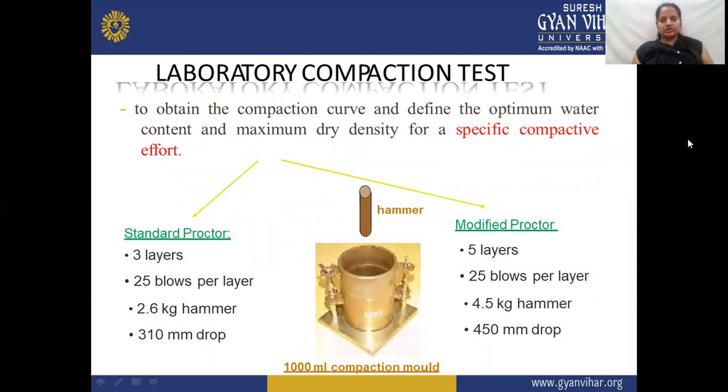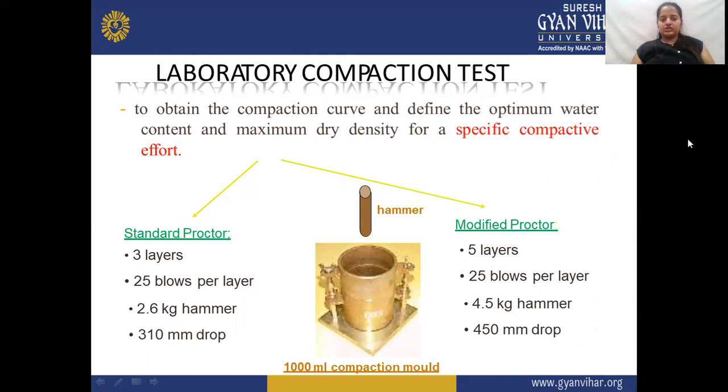There are a few laboratory tests which can be done to understand compaction. Basically, to obtain the compaction curve and define the optimum water content and the maximum dry density for specific comparative effect, there are two experiments which can be done: the standard Proctor test and the modified Proctor test. For the standard Proctor test, we have a compaction mold with a capacity of 1000 ml, and a ramming device, which is a hammer.